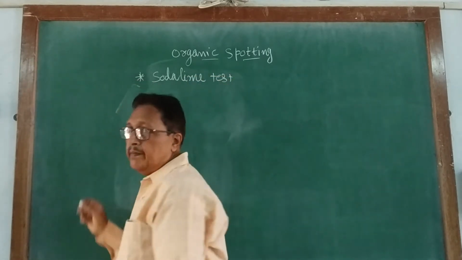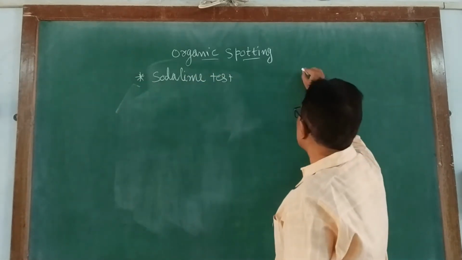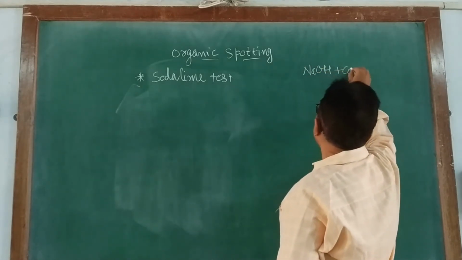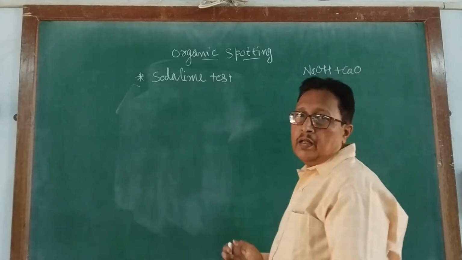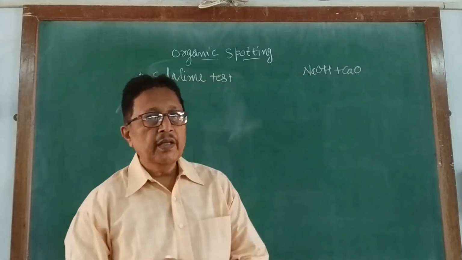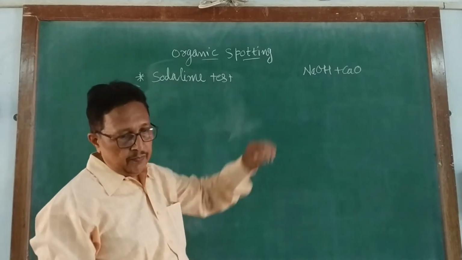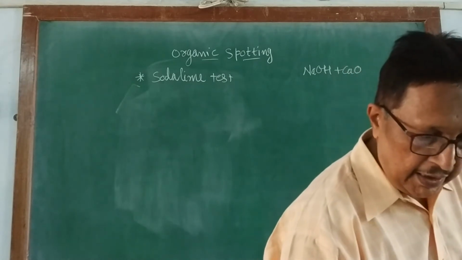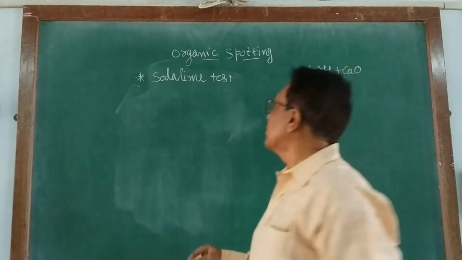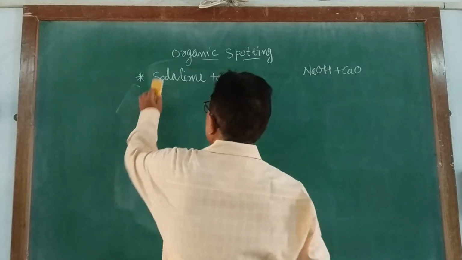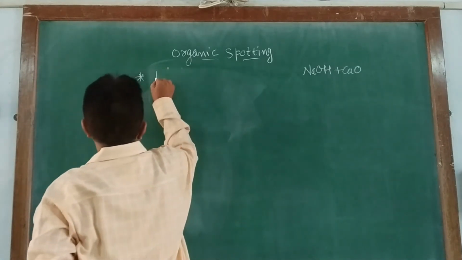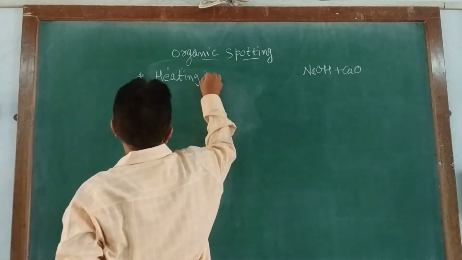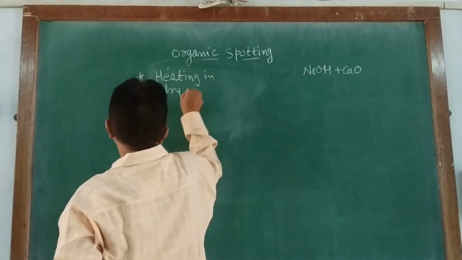What is soda lime? Soda lime is a mixture of NaOH and CaO. It is a mixture of NaOH and CaO. Before that, one test I left out: heating in a dry test tube. Sorry. So before that, heating in a dry test tube.